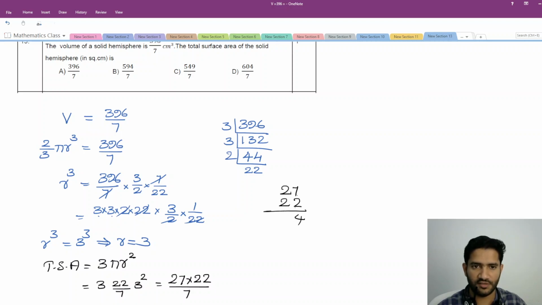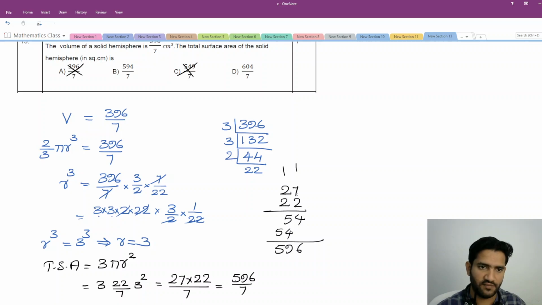So 27 into 22. 2 into 7 is 14. If we want, we can eliminate two options because they do not end with 4. So we get 594. So 594 by 7. Sorry, not 596, it is 594. So option B is the answer.